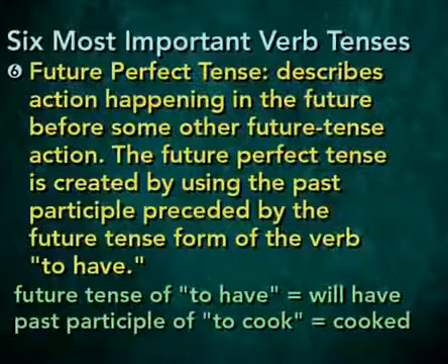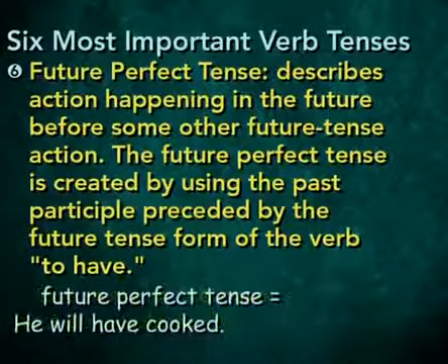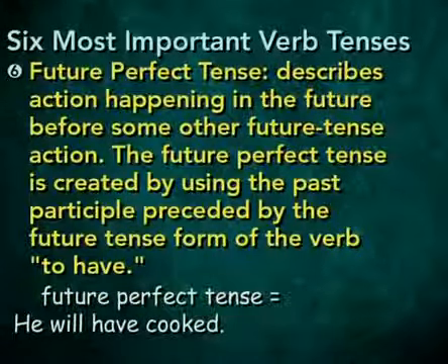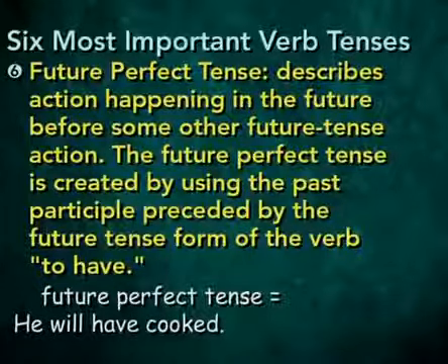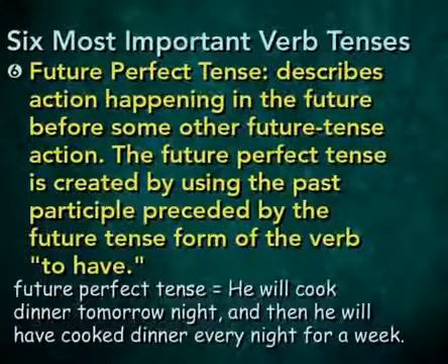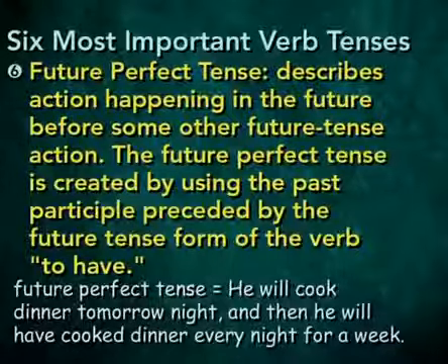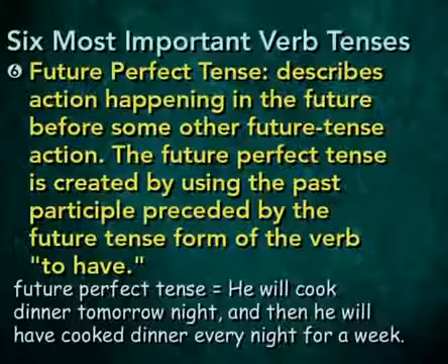So the future perfect tense would be formed by using will have followed by cooked. For example, he will have cooked. How would we use this in a sentence? Well, remember, the future perfect tense is used to describe some future event happening before some other future event. Let's look at this example. He will cook dinner tomorrow night, and then he will have cooked dinner every night for a week.